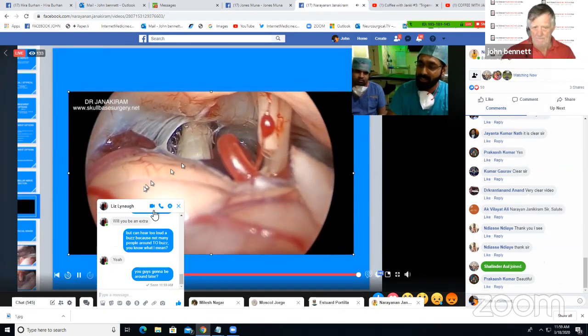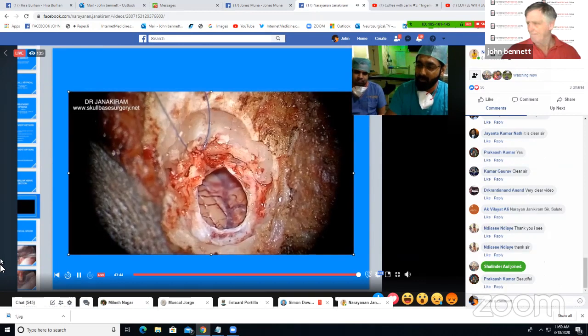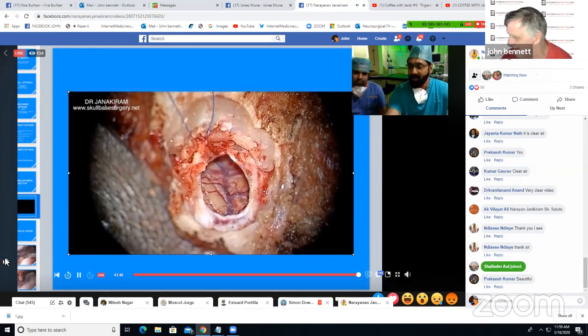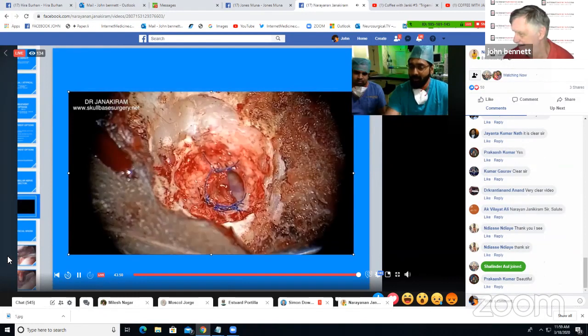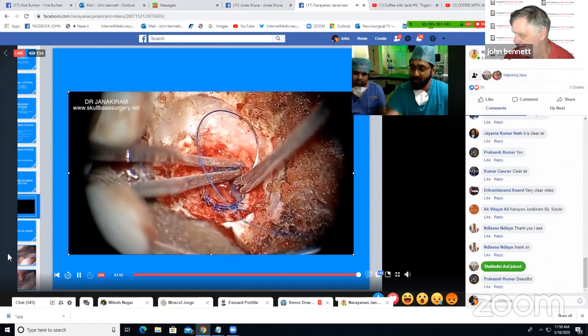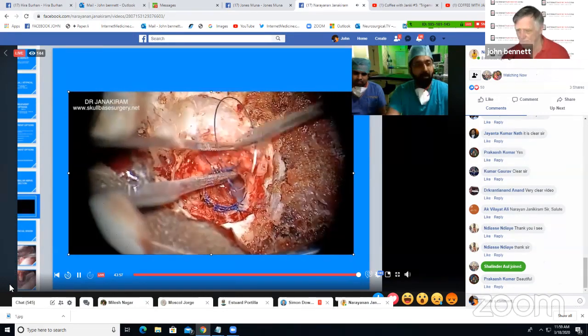You can see the 7th nerve, the 8th nerve, that's the ICA, beautifully seen. And of course, this is the craniectomy we did. And we have sutured the dural flap. Now we will re-suture this dura. We are re-suturing the dura. I'm showing you everything step by step.